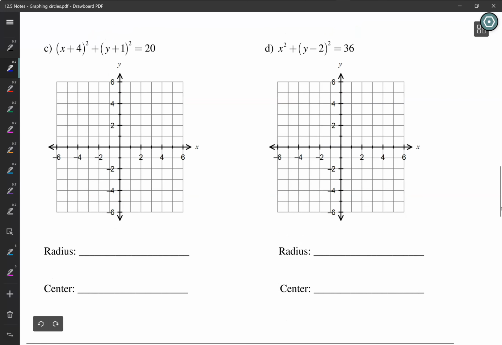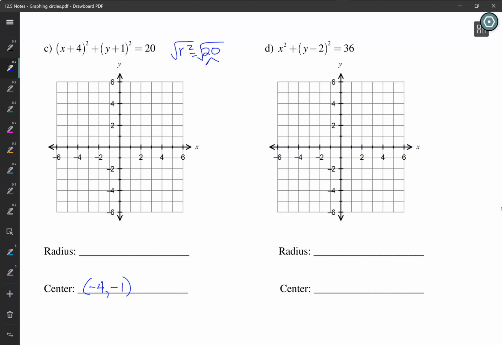Okay, I'm not even going to write out all the work this time. Opposite of plus 4 is minus 4. Opposite of plus 1 is minus 1. Radius squared is 20. Square root. Well, I'm not sure whether the assignment asks you for a simplified root or not, but let's go ahead and do that anyway. Square root of 20. 20 is 4 times 5. 4 is 2 times 2. So there's a pair. So we get 2 square roots of 5.